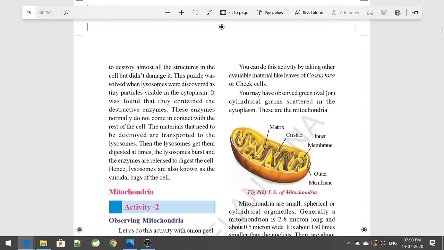Lysosomes were discovered as tiny particles visible in the cytoplasm. It was found that they contain destructive enzymes. What is the destructive enzyme? That is the hydrolytic enzyme. The enzyme normally does not come in contact with the rest of the cell. The materials that need to be destroyed are transported to the lysosomes, and the lysosomes produce enzymes and digest them. It means it will engulf, damage, or destruct them, just break them down. And so they are called the suicidal bags of the cell.